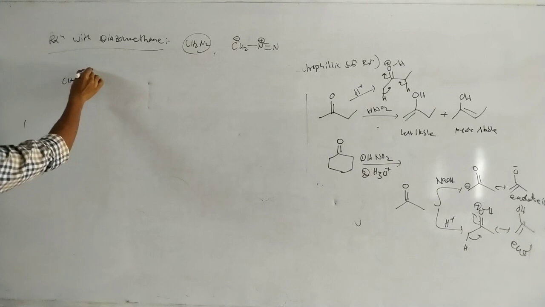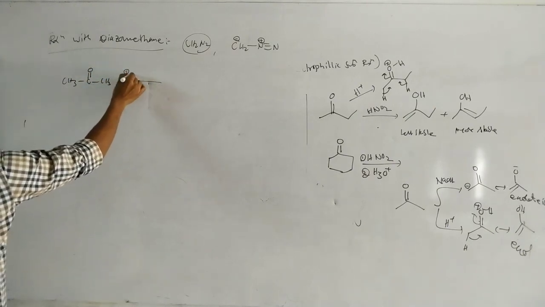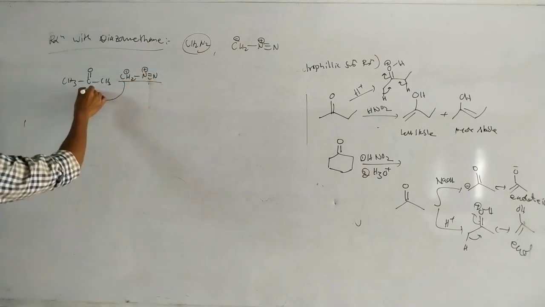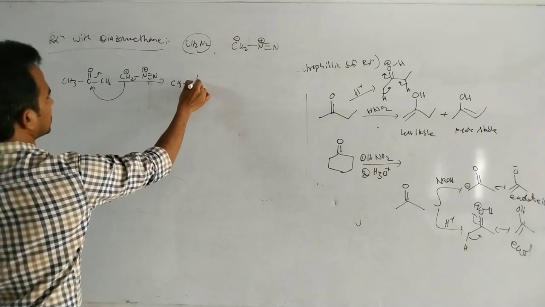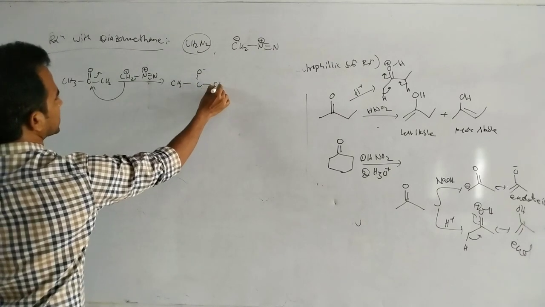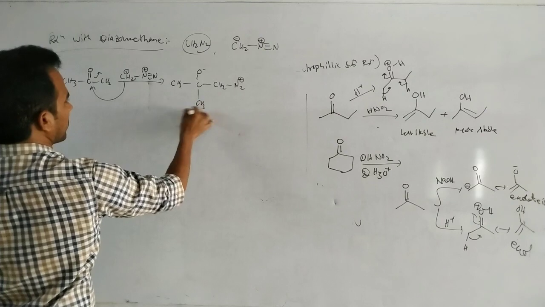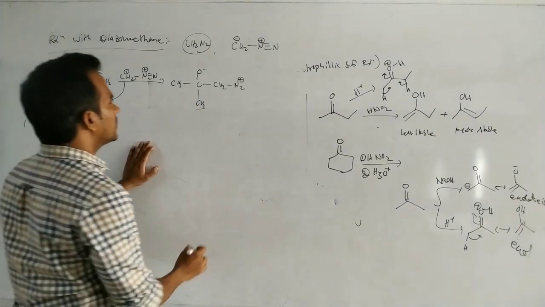Suppose this acetone is treated with diazomethane, CH2 negative, N triple bond N plus. This is the carbanion, a nucleophile, and it attacks here. So CH3, O minus, CH2, N2 plus. This carbanion attacks the carbonyl carbon.